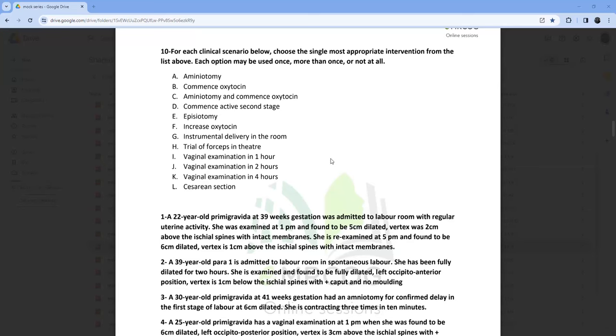First of all, I look at your answers and say that cesarean section is not an option at this stage. There is nothing in this case that would make cesarean section the management. Yes, vaginal examination should be after 2 hours. And after the 2 hours vaginal examination, if we are still at the same level, we will commence oxytocin. So we'll just examine her in 2 hours' time.